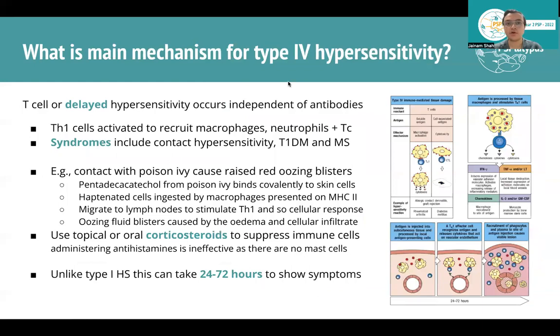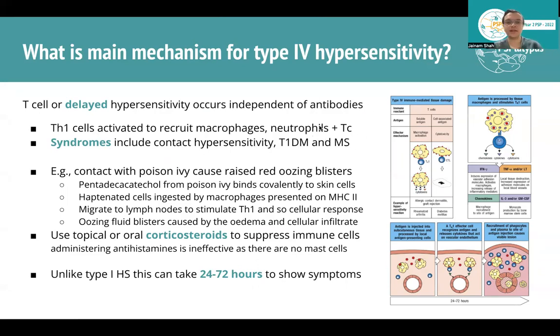And then finally, type 4 hypersensitivity is completely independent of antibodies, so it's very separate, and it's mainly through T cells. It's delayed because it takes about 24 to 72 hours for patients to even show symptoms. So it's Th1 cells that recruit macrophages, neutrophils, as well as T cytotoxic cells. Some syndromes include contact hypersensitivity, type 1 diabetes, and multiple sclerosis.